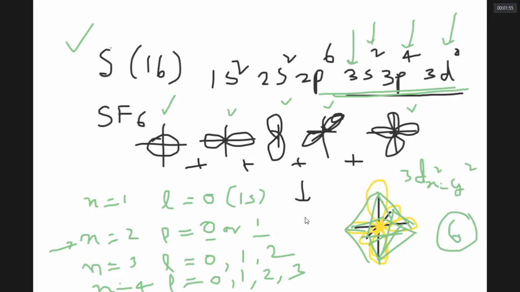You should ask me a question. Can you ask me a question now? Sir, why 3dx square minus y square?